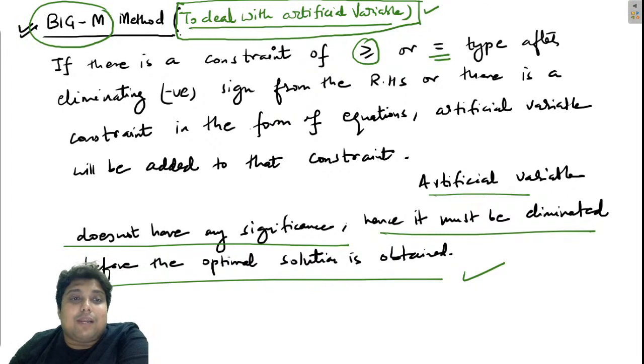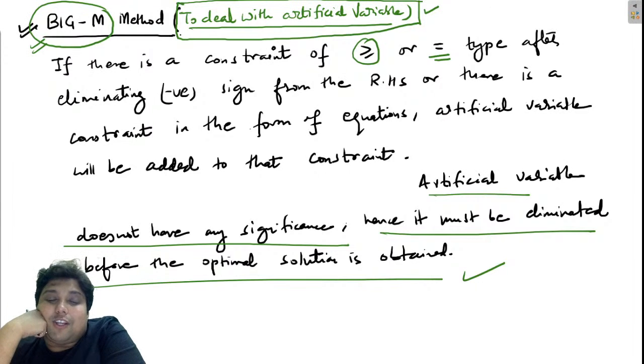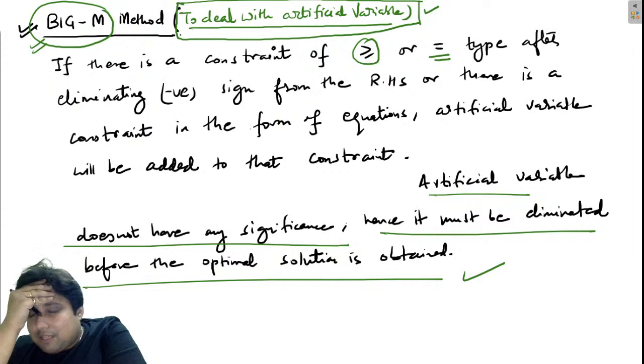Consider the artificial variable as a cockroach and the Big M method as the Baygon spray. So to eliminate the cockroach, we are using the Baygon spray, Big M method. Always remember this, guys.